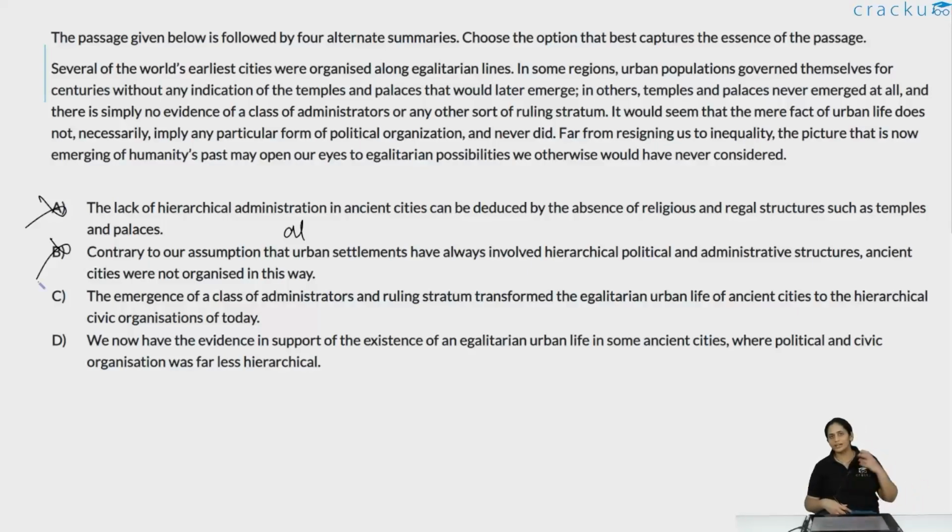So he's basically saying that look, those kind of societies existed earlier. So it means that they can exist today also. It should open our eyes that we do not need a ruling class. So this misses the key point. So option C is also not the right summary.